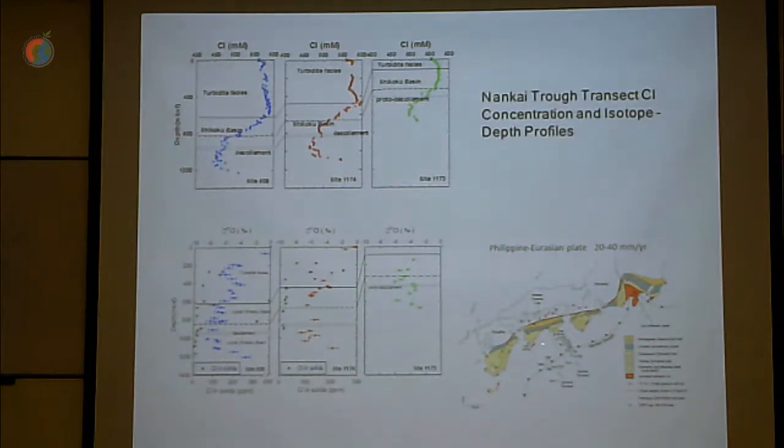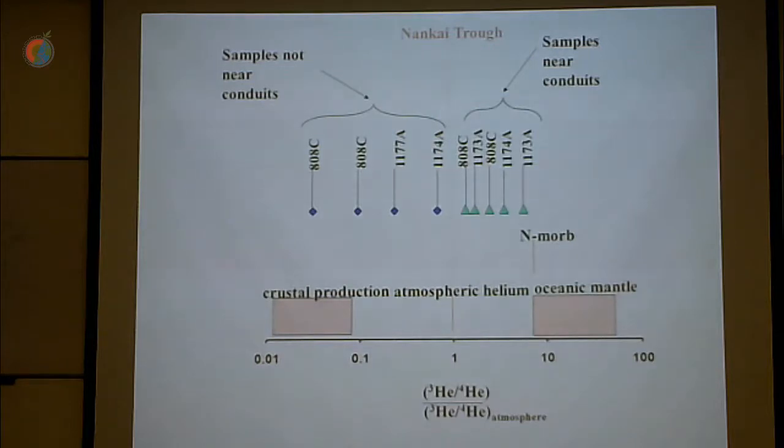That is one of the typical examples. That is the transect off Japan, and that is the site which is further towards the arc. Next slide. Helium isotopes as well. When you look at helium isotopes, that's the oceanic mantle, that is the crustal production, that is atmospheric. So when we sampled near the conduits, we got helium isotopes which are above atmospheric.